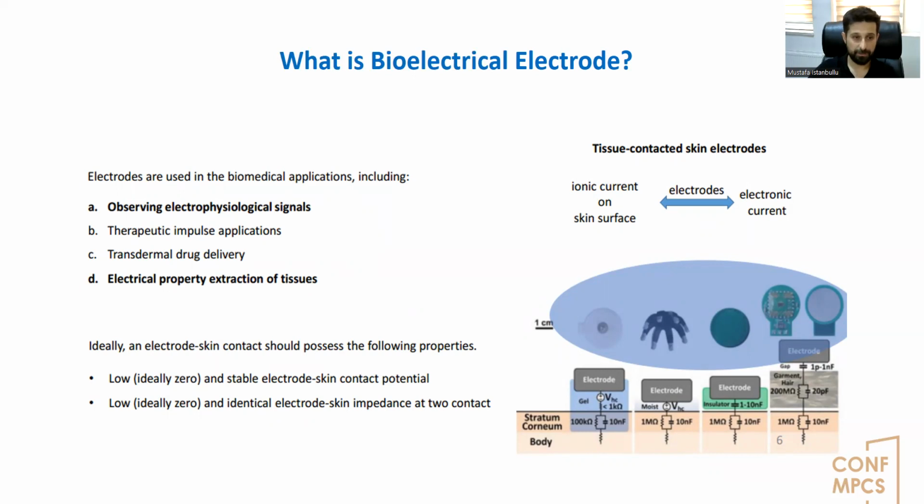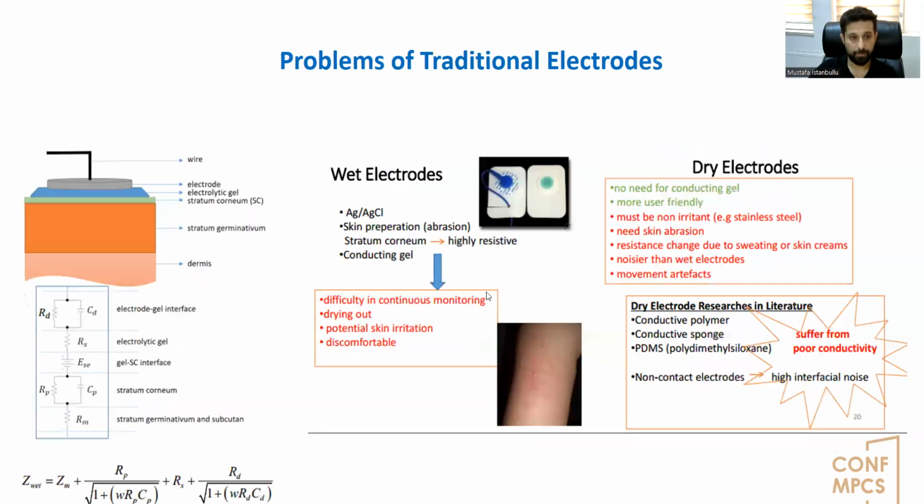Ideally, an electrode skin contact should possess a low, of course ideally zero, and stable electrode skin contact potential, and again, low and identical electrode skin impedance at two contacts. The electrophysiological signals captured on the skin surface contain important information about concerned organ functions, whether regular or pathological.